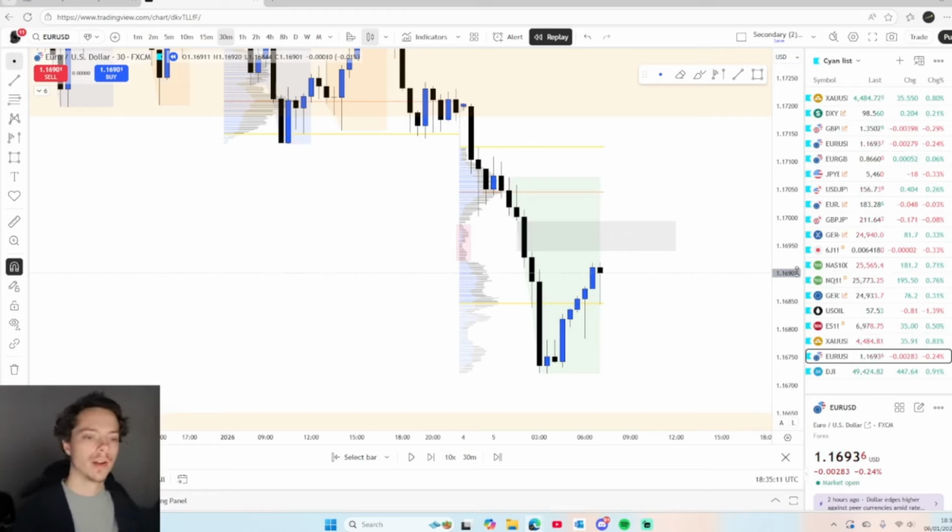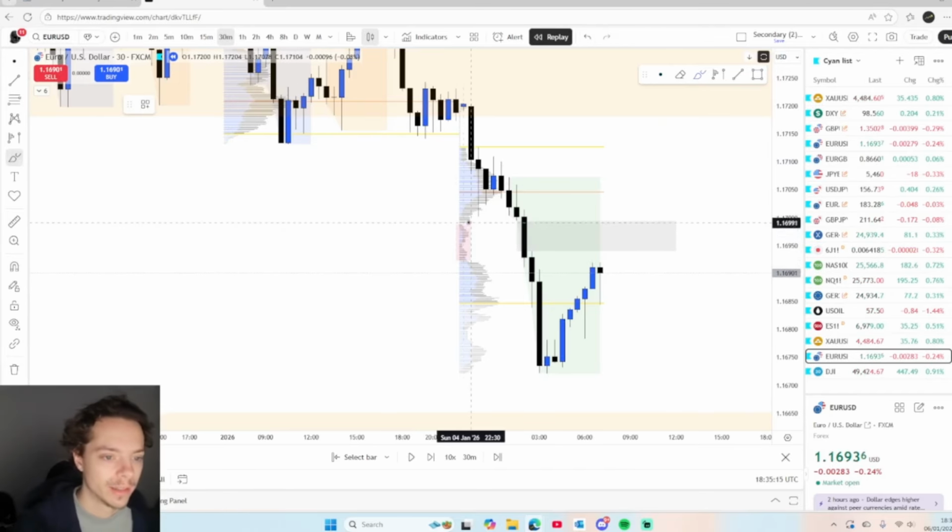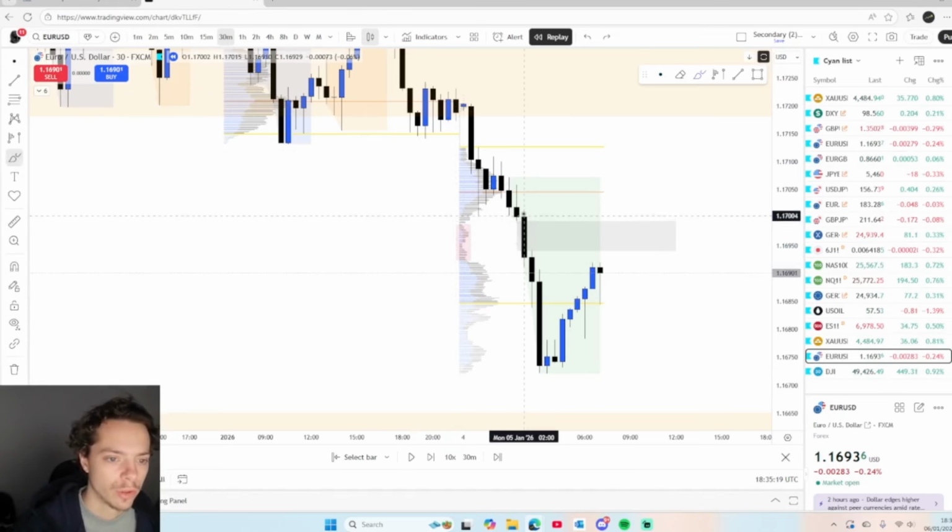Why is it a true fair value gap? Because there's a gap in fair value. As we said, the price doesn't see this as fair value. The proof's in the pudding: the fact that there's low volume here is why price moved through it so quickly.